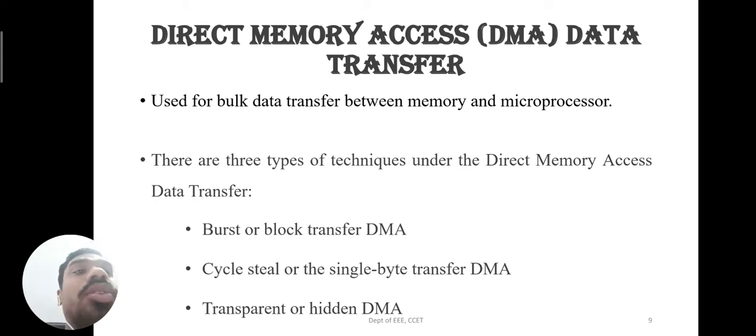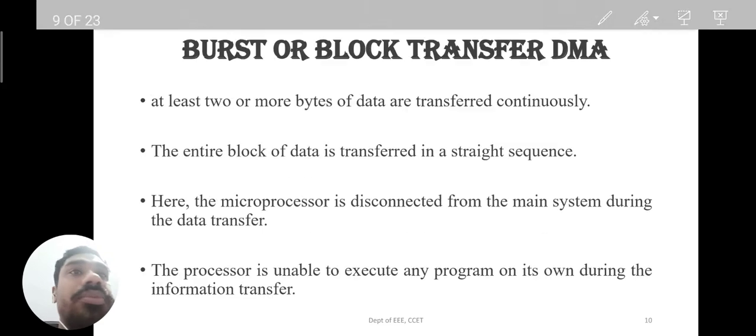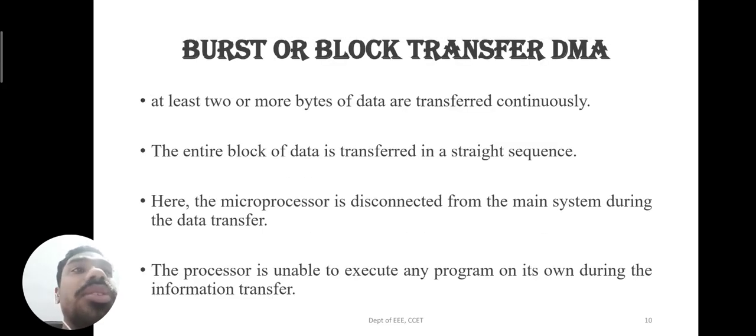First is the burst or block transfer DMA. The next one is the cycle stealing technique, and the third one is transparent or hidden DMA. These are the basic classifications of the DMA data transfer scheme. So the first one is the burst or block data transfer DMA. Here at least 2 or more bytes of data are transferred continuously. That's why it's called a block data transfer scheme.